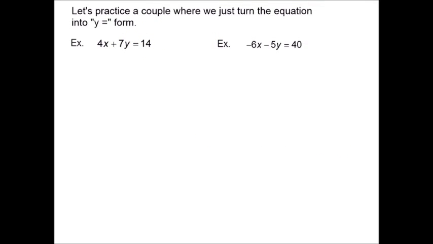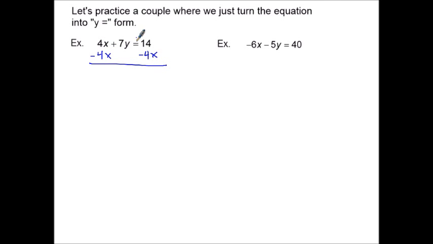Alright, well the new thing about this lesson is getting the equations into y equals form, so let's practice a couple of those. Alright, so this first guy, 4x + 7y = 14, is I suppose the nicer of the two. If you look at the other guy, he's got a bunch of negatives in him. But again, first thing I want to do is subtract or add whatever it takes to cancel the x term. So I'm going to do that to both sides here.